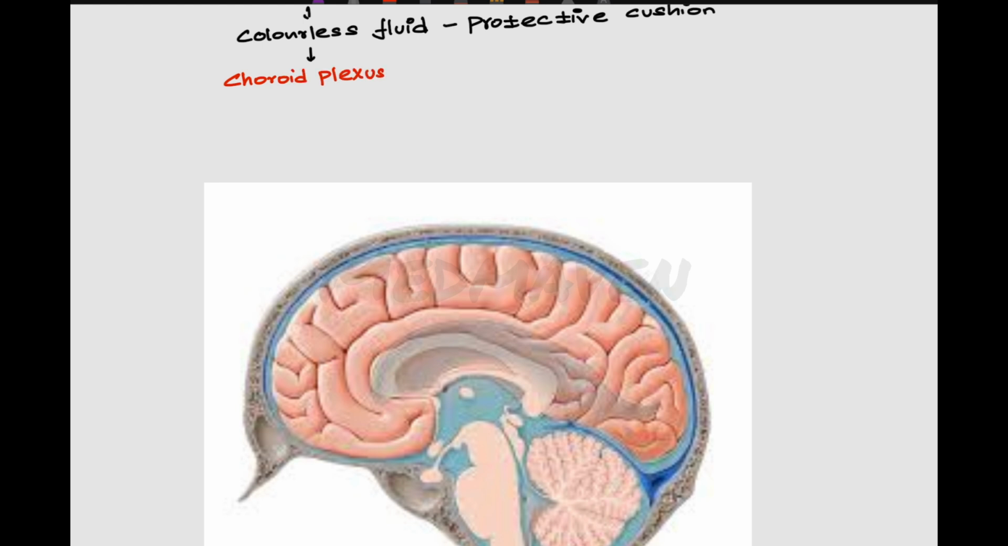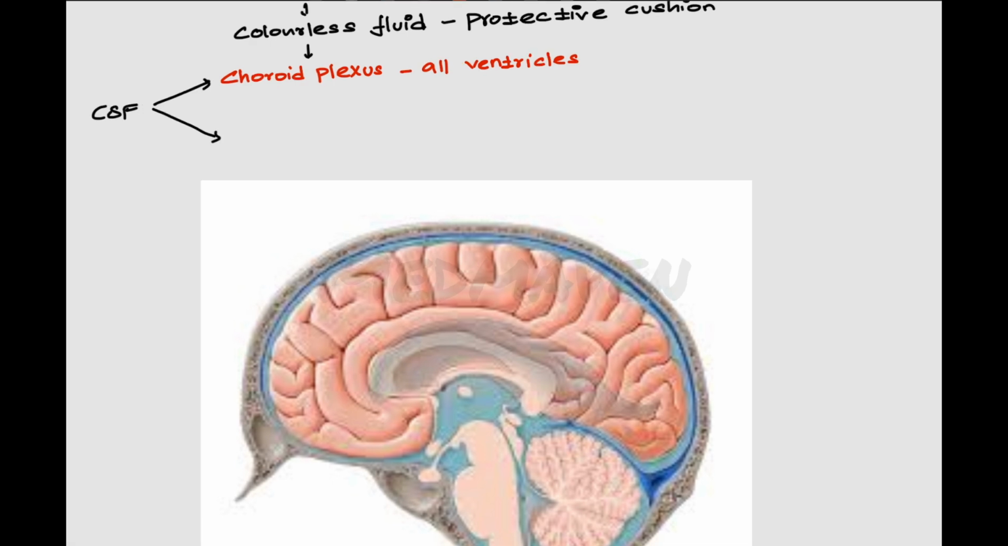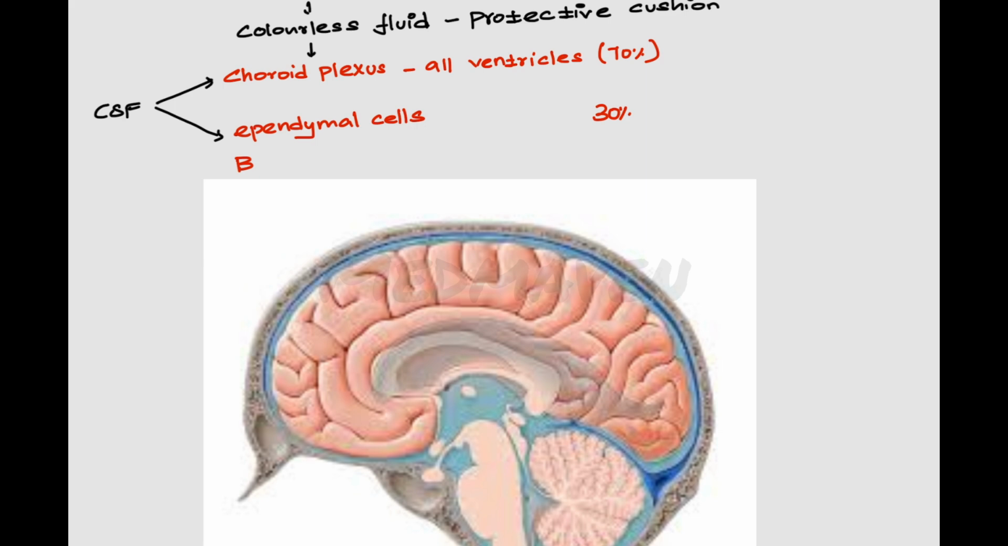CSF is mainly formed by the choroid plexus, which is a network of capillaries found inside the lateral, third and fourth ventricles of the brain. About 70% of CSF is secreted from the choroid plexus. The other 30% is from ependymal cells lining the ventricles, and also from the brain's interstitial fluid.